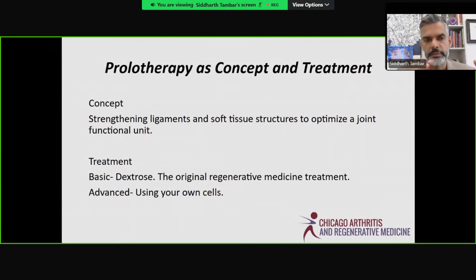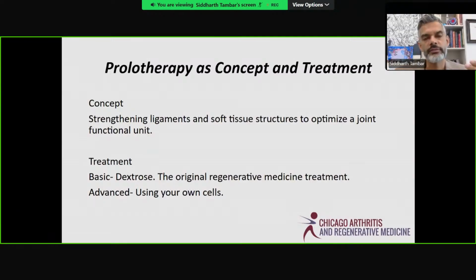That's the concept of prolotherapy. The traditional prolotherapy that was used since back into the 1950s was using solutions like dextrose or sugar water in a high enough concentration to create a mild irritant to start that normal healing process after inflammation or an injury.